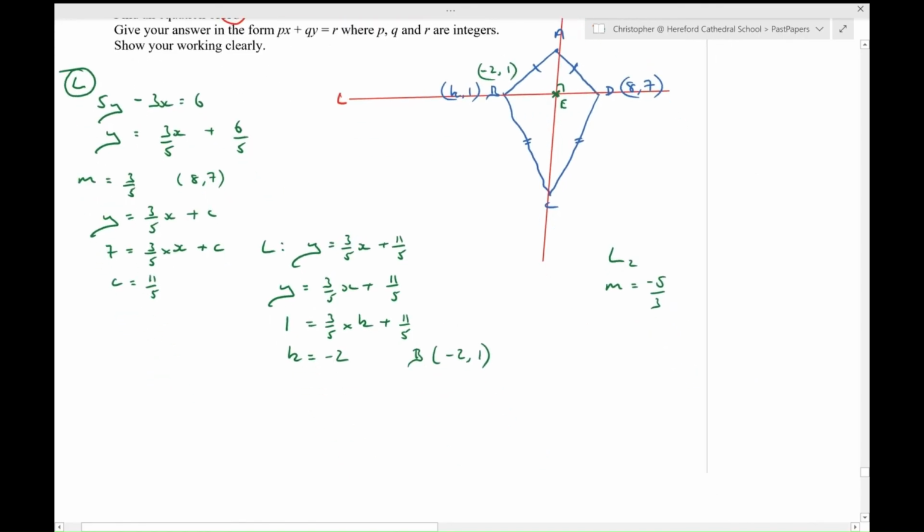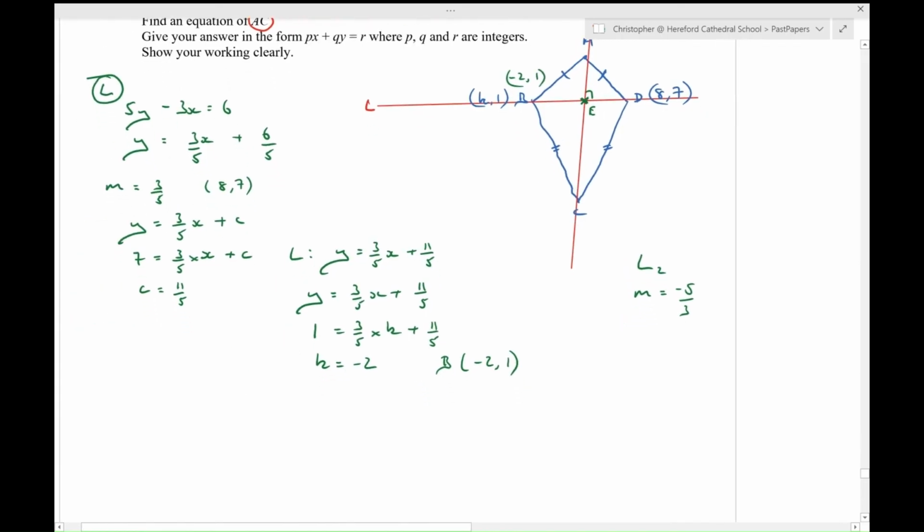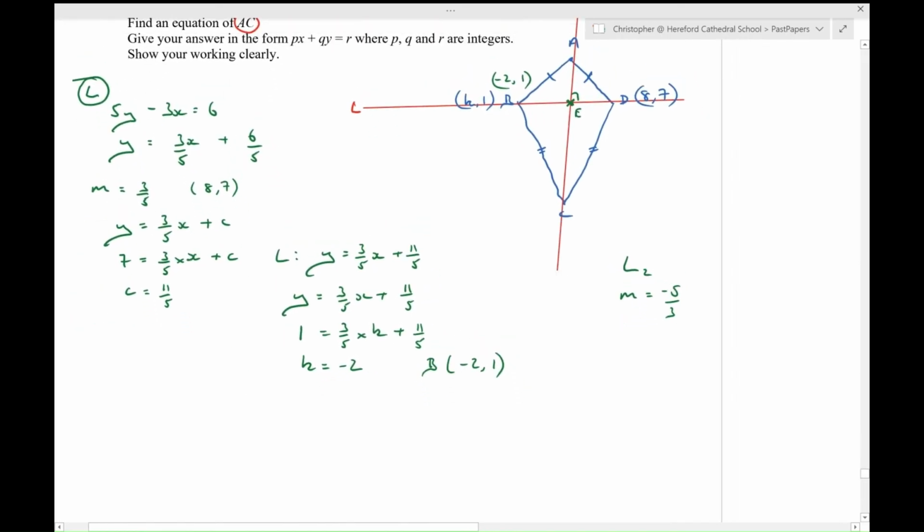Now I can find the coordinates of this point, which I'll call E, because it's the midpoint of B and D. Then I've got a point on the line AC as well as its gradient. So let's find the point E. The point E is going to have an x-coordinate which is halfway between minus 2 and 8, so it's going to have an x-coordinate of 3. And it's going to have a y-coordinate halfway between 1 and 7, which is 4. So there's a point on the line L2.